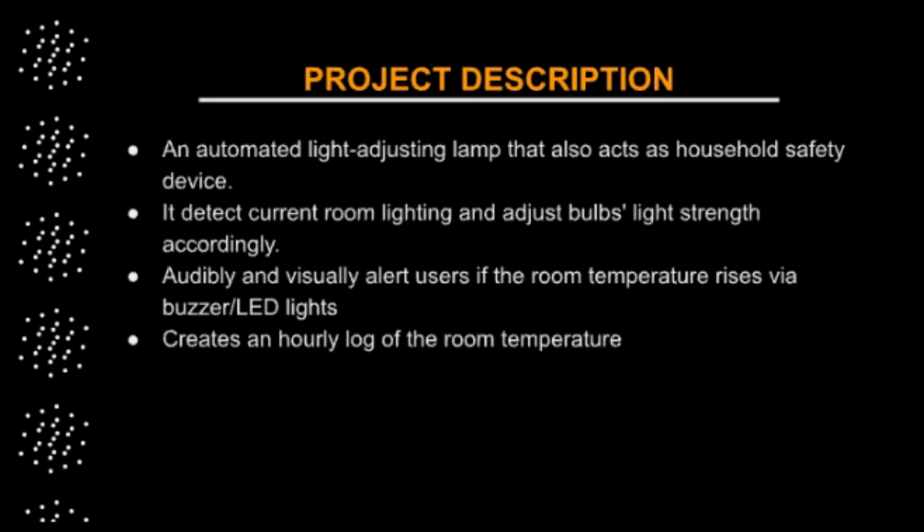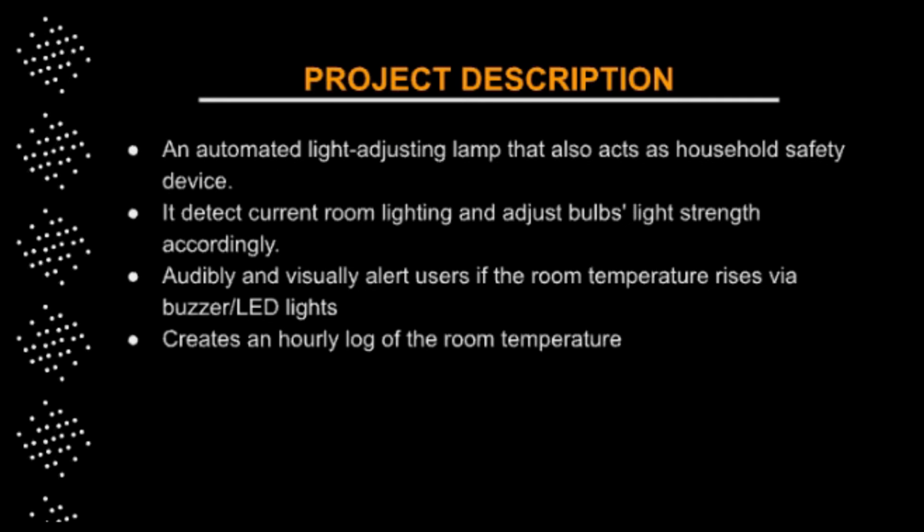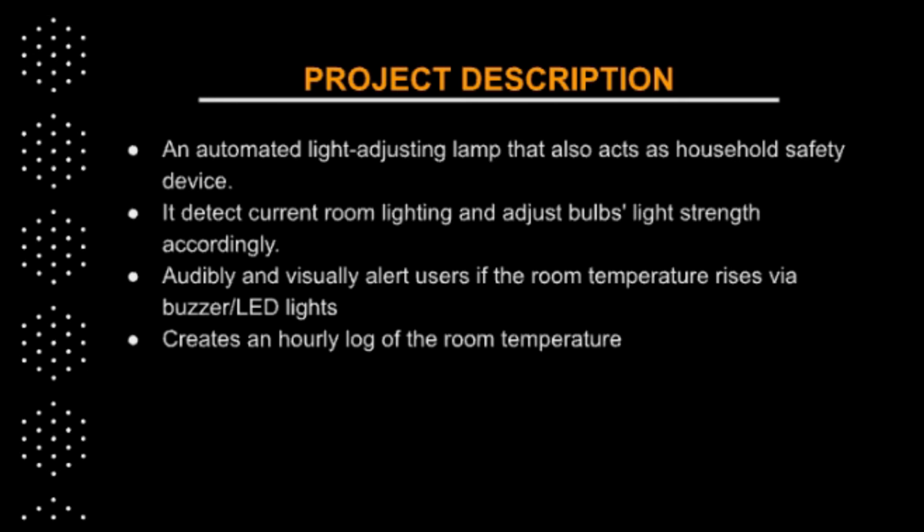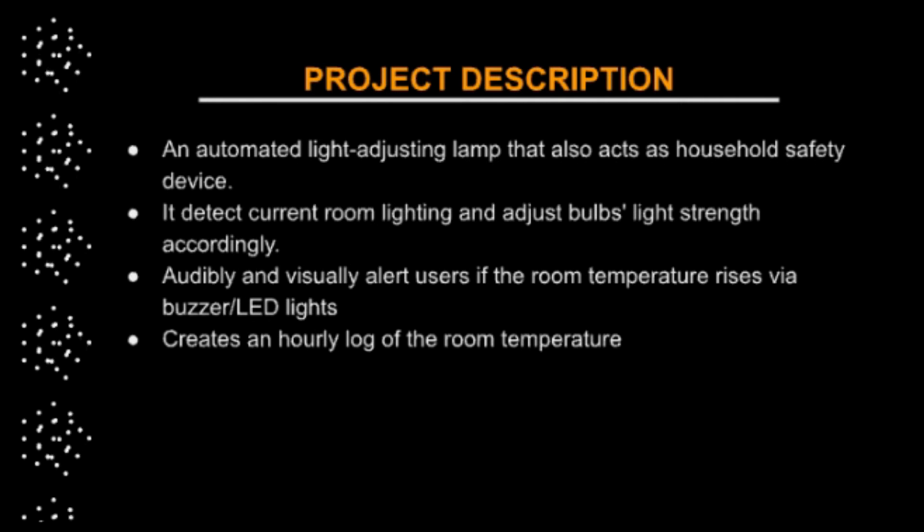For our project, we decided to make a safety lamp that is automated and light adjusting. This lamp will provide light as a regular lamp, but also act as a household safety device. It detects the current room lighting and adjusts the bulb's brightness according to a light level measured.